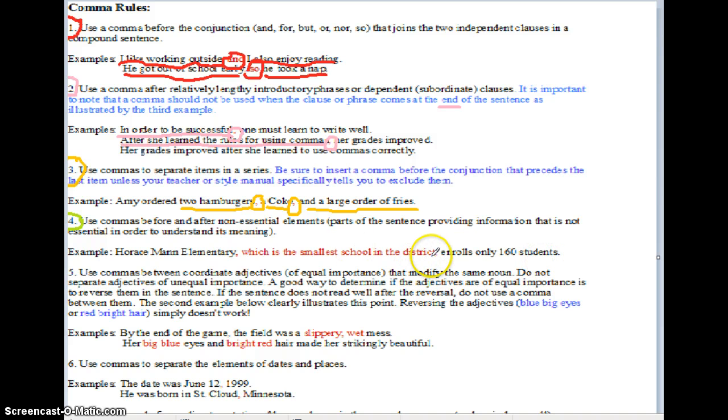We know that the information in the red is non-essential because the sentence could easily read without that information. Horace Mann Elementary enrolls only 160 students. Which is the smallest school in the district adds additional information. Therefore, it is set off by commas.